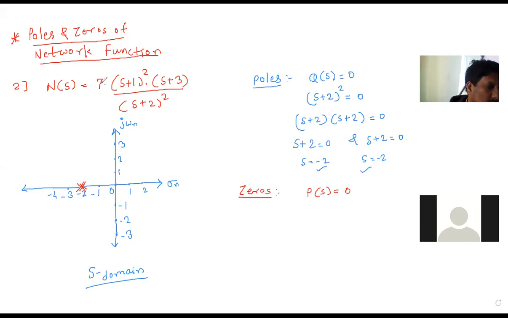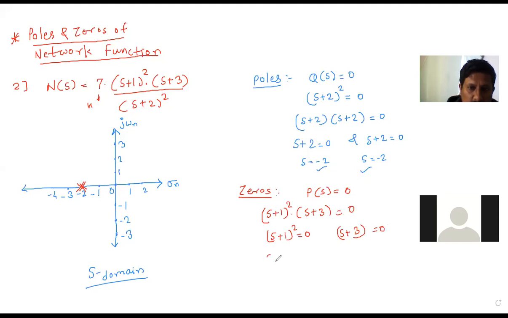7 is the constant, that is the H value, the scale factor. Forget about that. So (S plus 1) square into (S plus 3) is equal to 0. Now S plus 1 has 2 roots, S plus 3 has 1. So S is equal to minus 1, S is equal to minus 1, and here S is equal to minus 3.